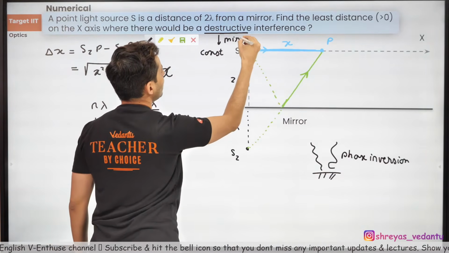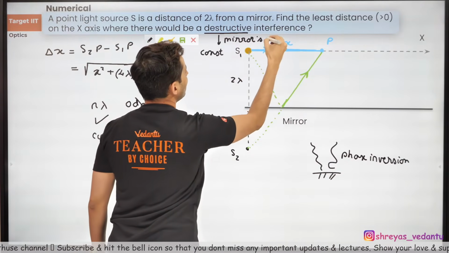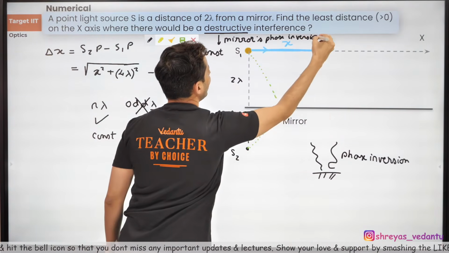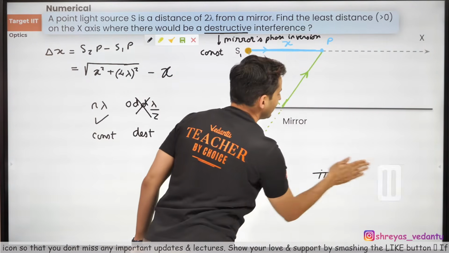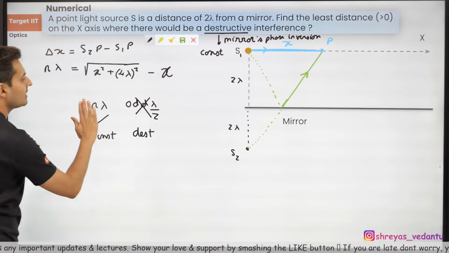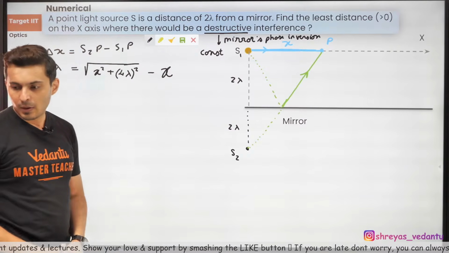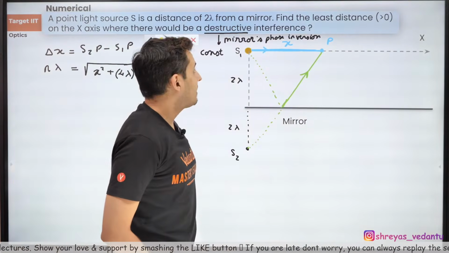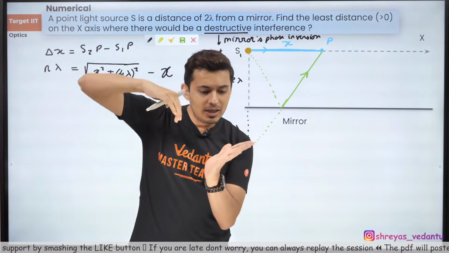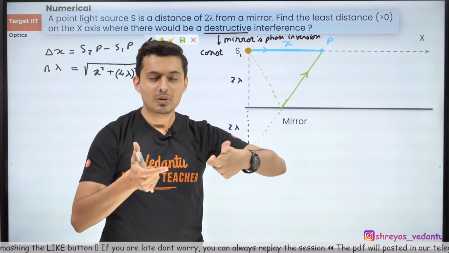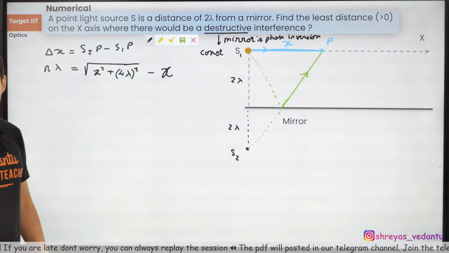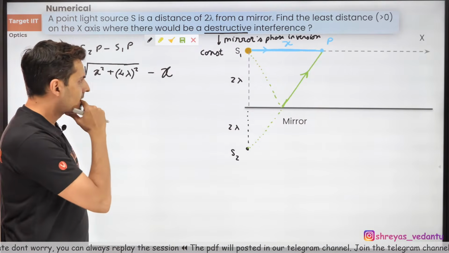This is because of the mirror's phase inversion. Keep this in mind. Very, very important. A lot of people make that mistake. So you are going to write this as n lambda. Is that now clear? So odd lambda by 2 usually is for destructive, n lambda is for constructive. But the moment one reflection happens, you have to expect the exact opposite. That's all.